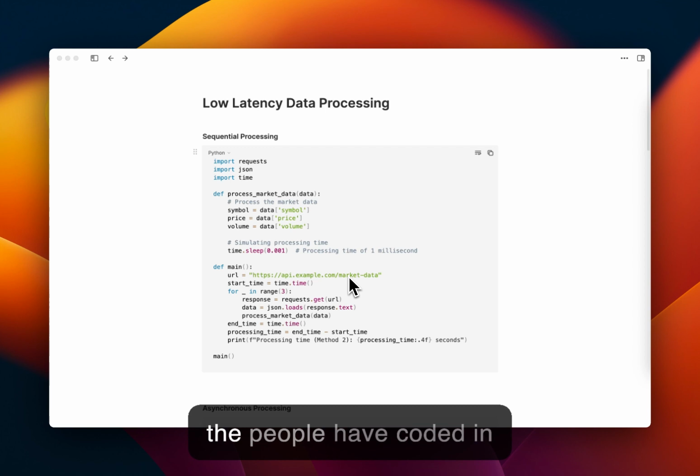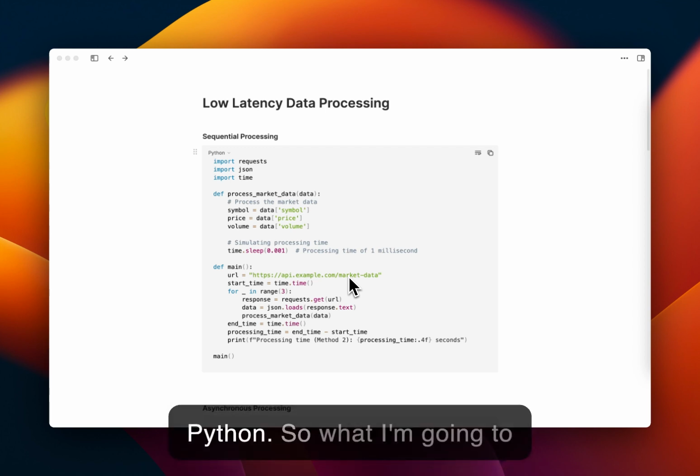Now most of the people have coded in Python, so what I'm going to share in this video are some simple techniques that can help you optimize code significantly, and all of these are very low hanging.